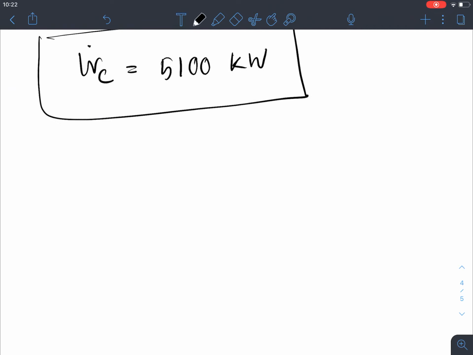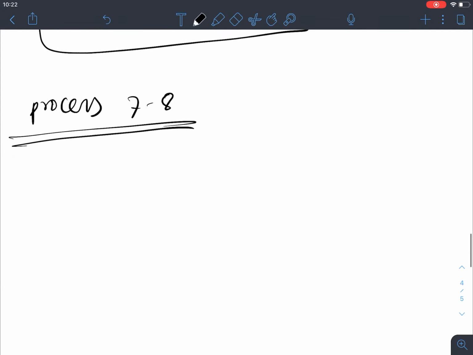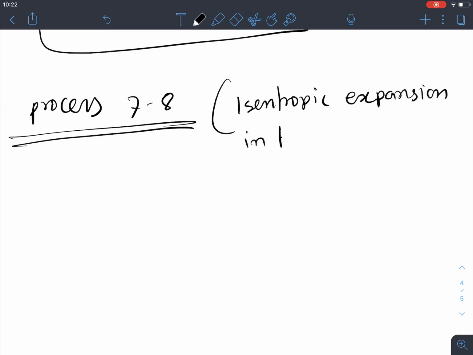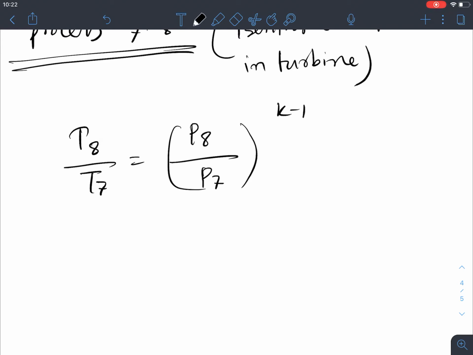Now let's take a look at process 7 to 8. For process 7 to 8, it's isentropic expansion in the turbine. What is happening here? The formula is, we know that T8 divided by T7 equals P8 divided by P7 to the power (k minus 1) divided by k, right?